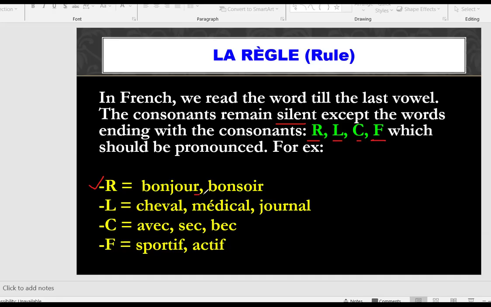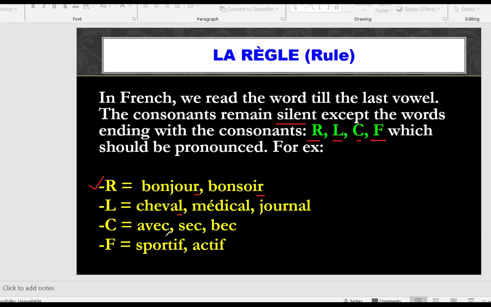Next is bonsoir. These sounds we are going to do: oi is oa. Bonsoir, R has to be pronounced. Then cheval, L is pronounced fully. Then medical, L has to be pronounced. There is journal, L very prominent.